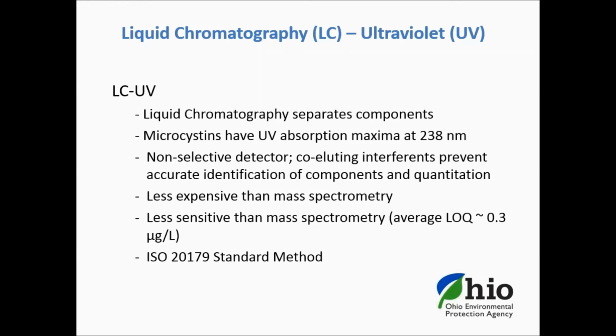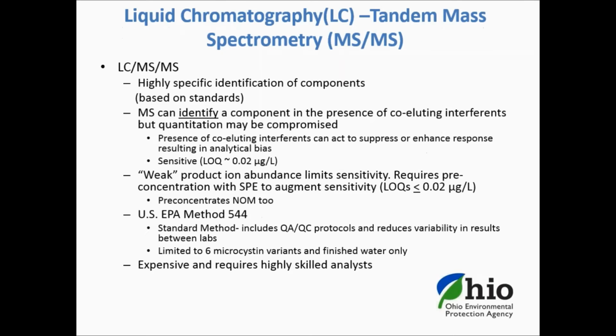The problem is other components can have similar UV absorptions, making this a non-selective detector. Interference can prevent accurate identification, leading to the potential for both false positives and negatives. It's less expensive than mass spec, but also less sensitive. There's a standard ISO method, but the method also acknowledges some of these limitations. Next slide.